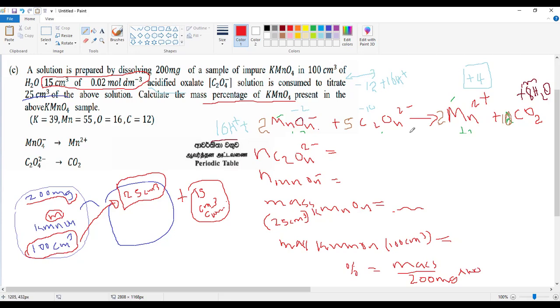Clear with the plan? So first, always for redox calculations you have to plan. After that you just have to substitute and go. Okay.